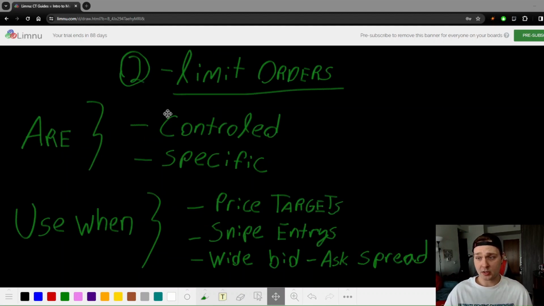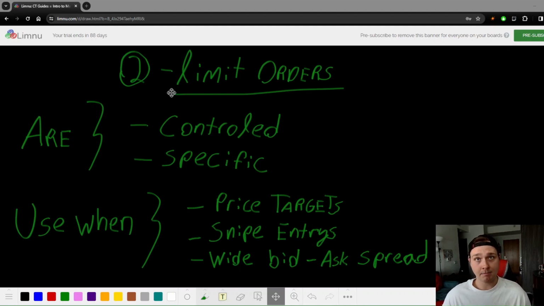Moving on to limit orders, a great way to describe them is that they're controlled. So you're setting a specific price that the order is going to execute at, either you're buying or selling, and that's very specific as opposed to a market order where you're just hoping that you're going to get the best price at that moment. Limit orders are going to be used when you're setting price targets.